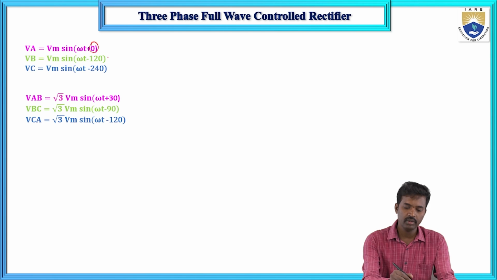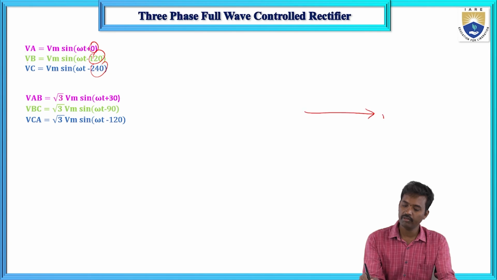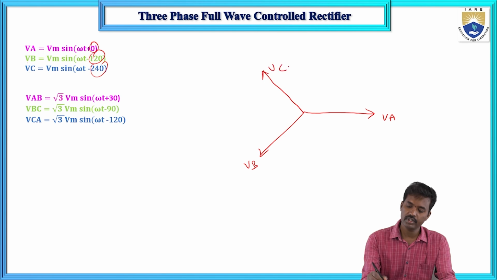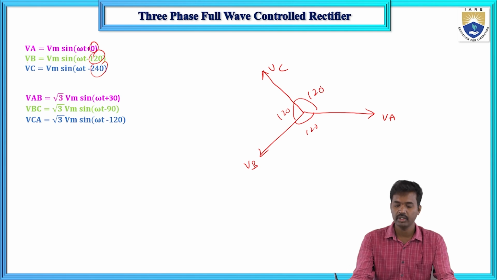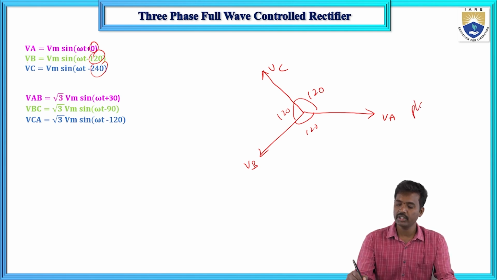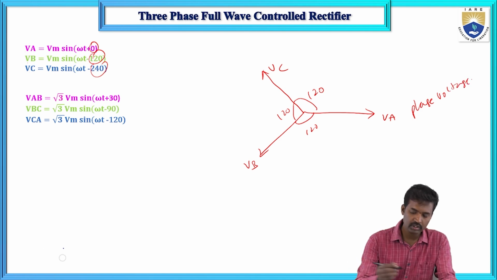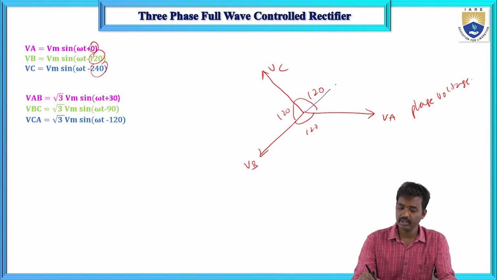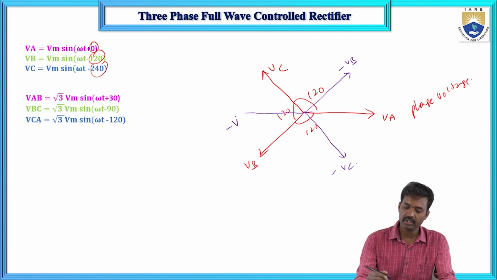Here is 0, 120 and 240, for VA, VB and VC. I am drawing VA, then VB, then VC, each separated by 120 degrees. These are the phase voltages. Let me change the color. Here we also have minus VB, minus VC and minus VA.